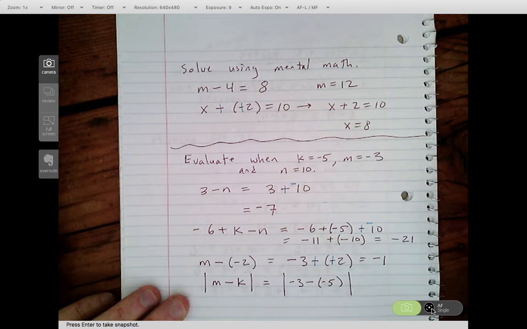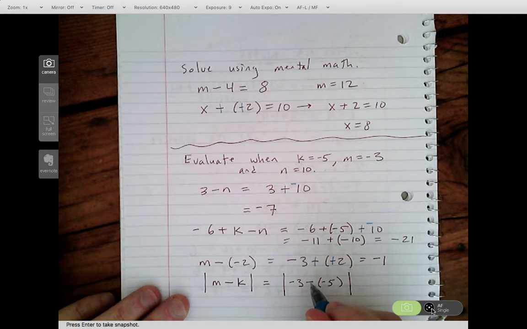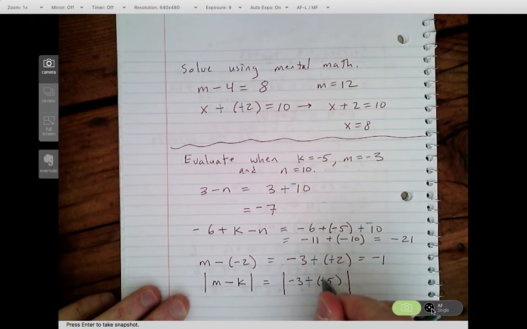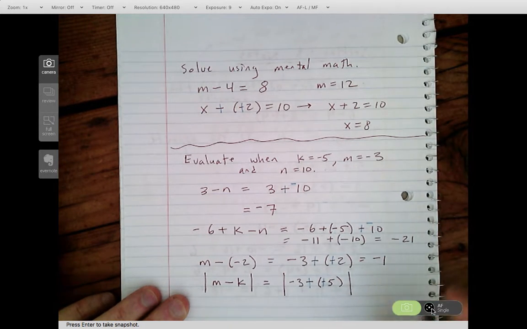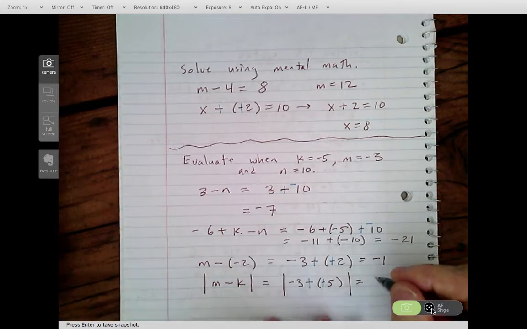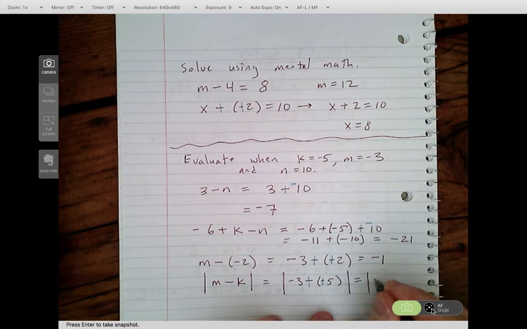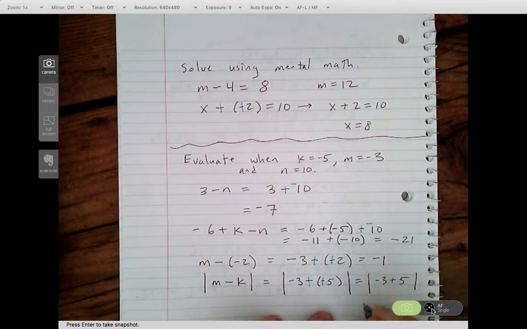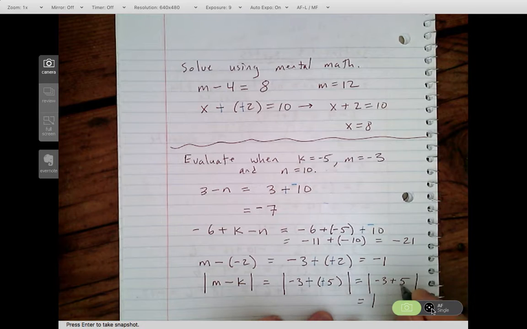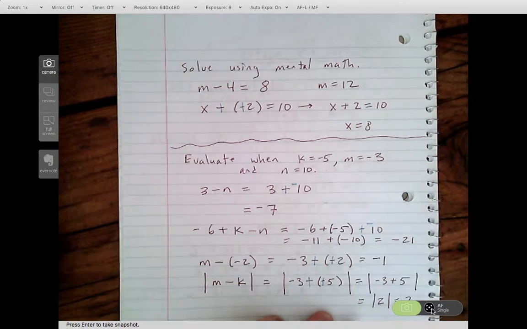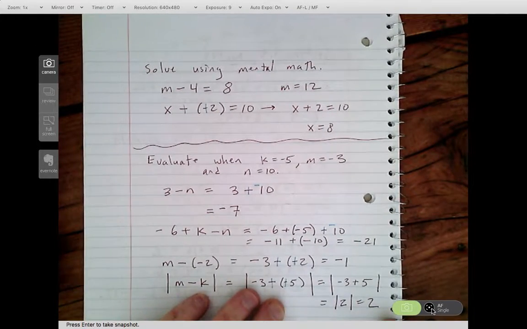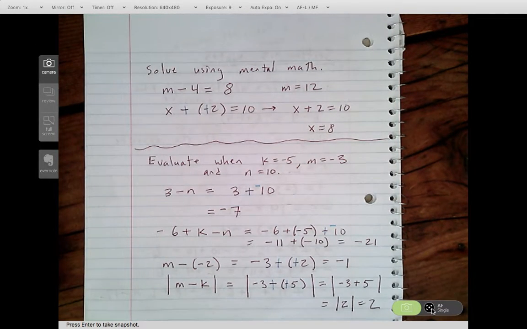Okay, well let's do the adding the opposite. So plus plus, again the negative 3 stays just the way it is. So now we have the absolute value of negative 3 plus 5, which becomes the absolute value. Negative 3 plus 5 is 2, and the absolute value of 2 is just 2. Oh, you can't see that, I'm sorry. And the absolute value of 2 is 2, so there's our answer.